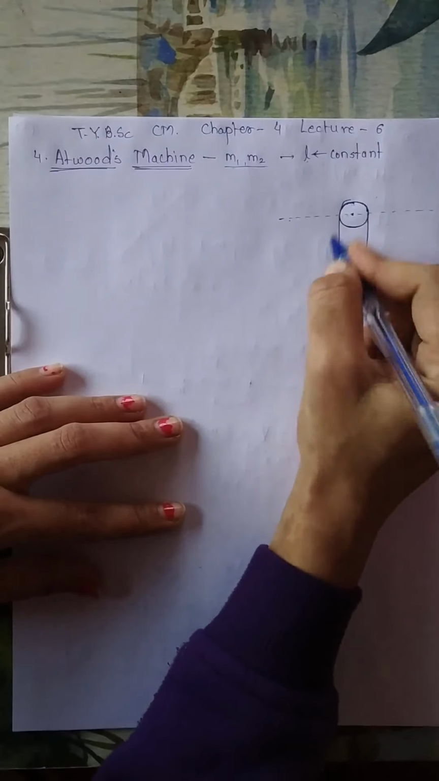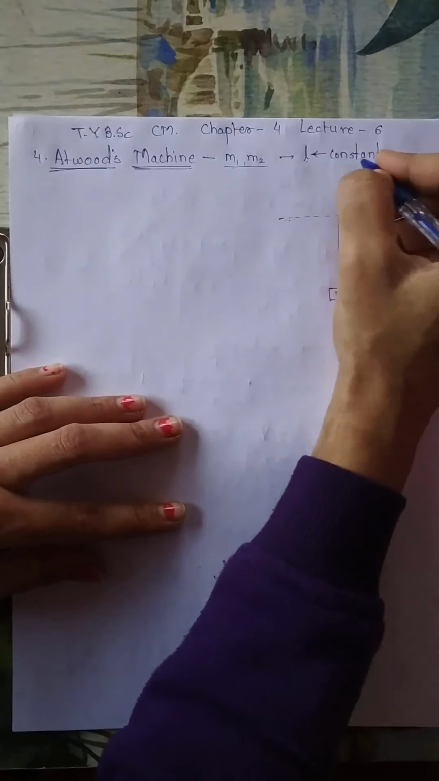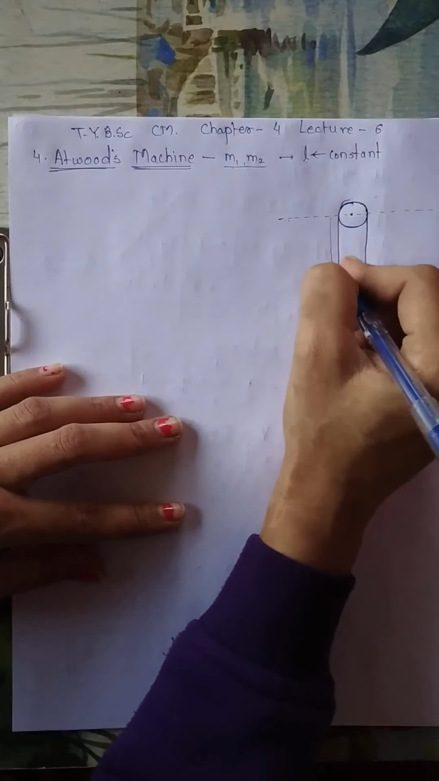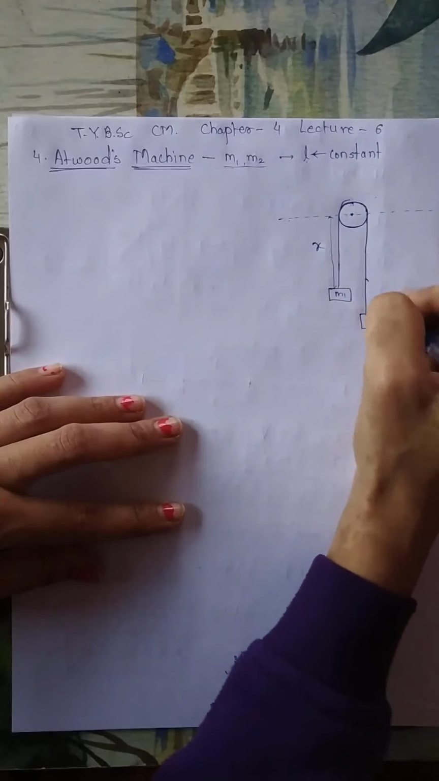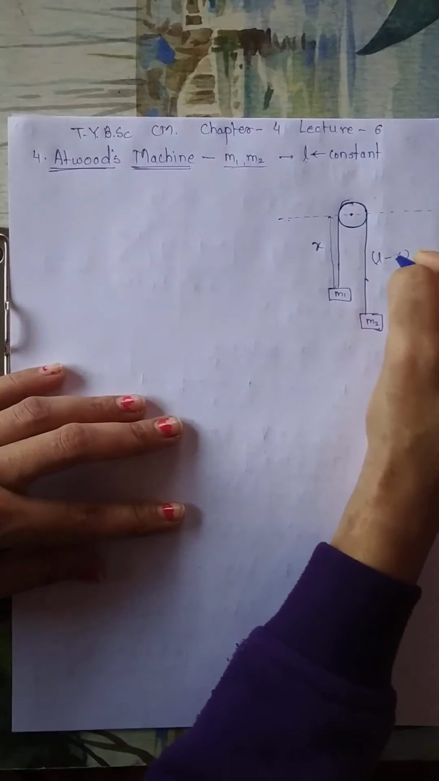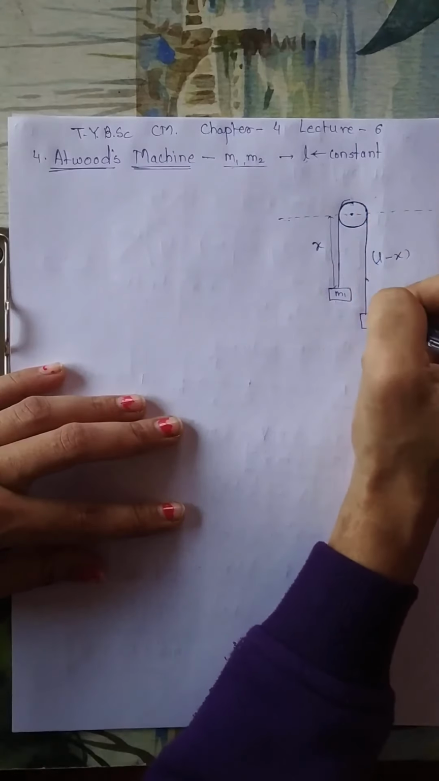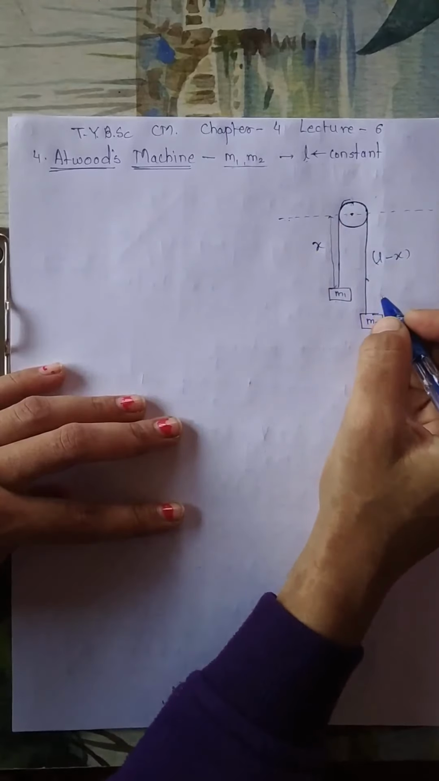The total length of the inextensible string is L, and let's say this distance from the center of the pulley is x. Then what will be this distance? This will be L minus x, since the total length is L. It is obvious. So this is the picture of Atwood's machine.